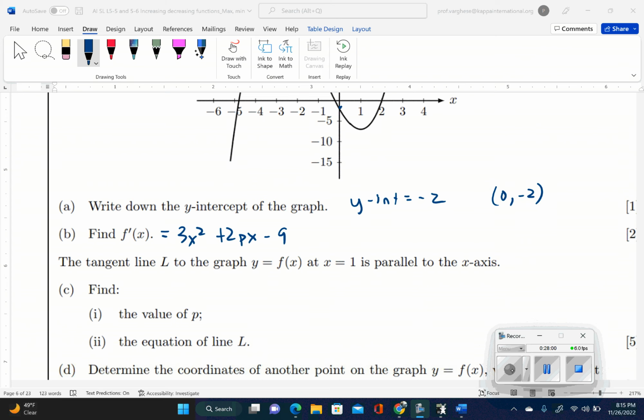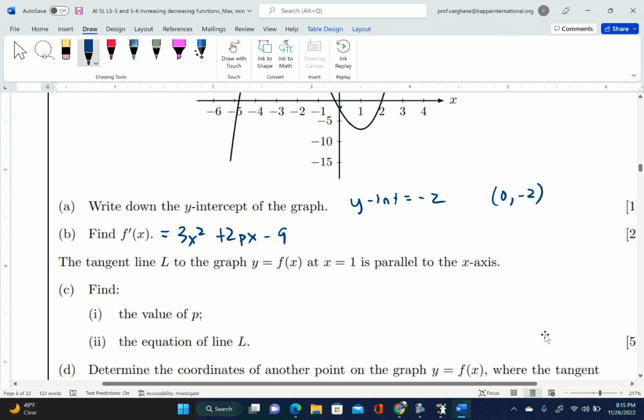So they gave us a very important fact here. They told us that the tangent line L to the graph of f of x at x equals 1 is parallel to the x-axis. Okay, so what that means is the derivative at 1 is equal to 0, right? It's parallel to the x-axis, so that means that the slope is 0.